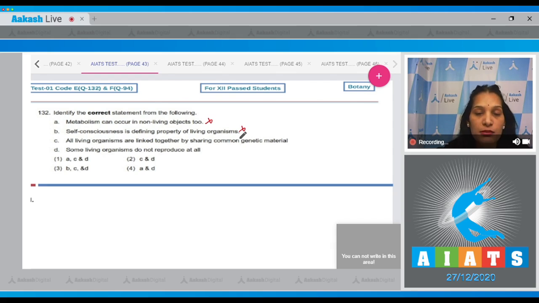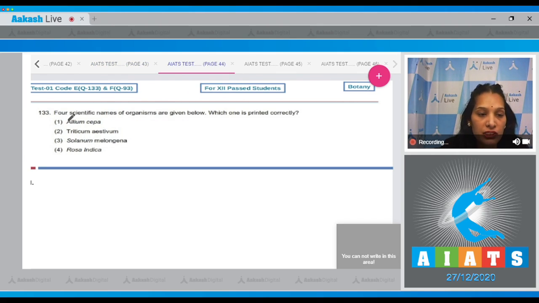C. All living organisms are linked together by sharing a common genetic material. Yes, it is true. We all have DNA as the genetic material. D. Some living organisms do not reproduce at all. Yes, it is also correct that some living organisms cannot reproduce at all. For examples, some infertile couples, mules, worker honeybees, they cannot reproduce at all. So C and D are correct statements. So the correct option for the given question is option number 2. Let's move to the next question.